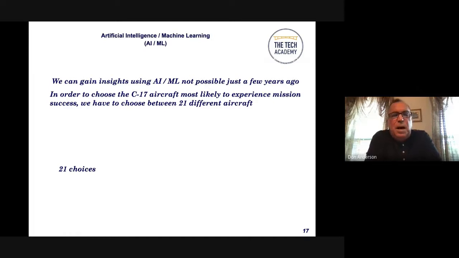Okay, so I'm going to build on this slide here and explain to you how complex picking an airplane really is. So we can gain insights using artificial intelligence / machine learning that we couldn't have just a few years ago. So in order to choose the C-17 aircraft most likely to experience mission success, we have to choose between the 21 airplanes that are on the ground.